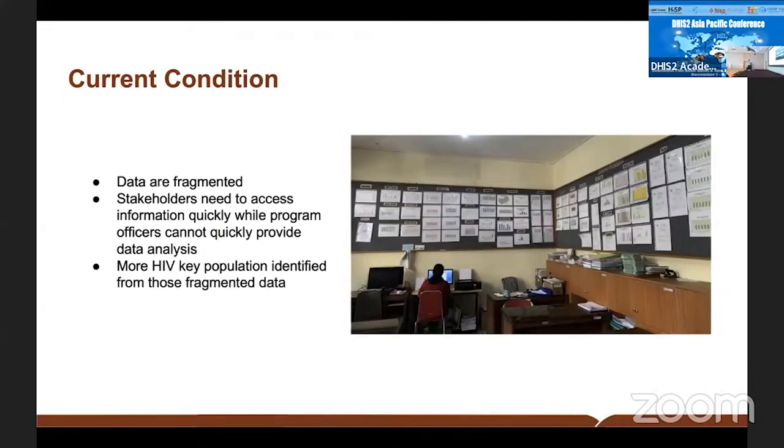On the other hand, as I mentioned before, stakeholders always need to access information quickly, since they want to discuss with the governor, for example, or with the mayor or the ministry level. And also from the data collected so far, more key populations were identified.